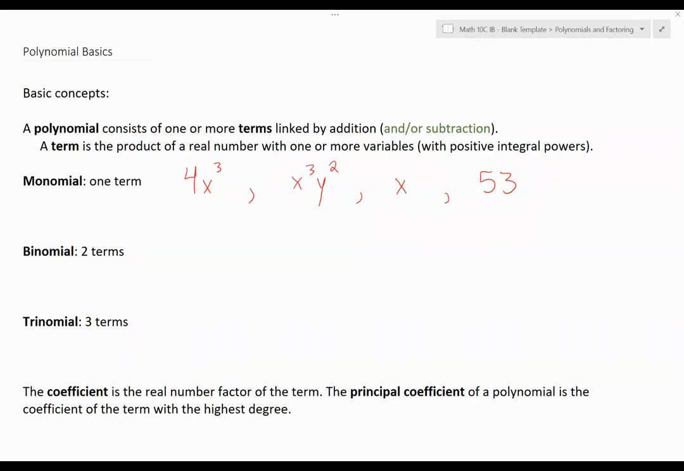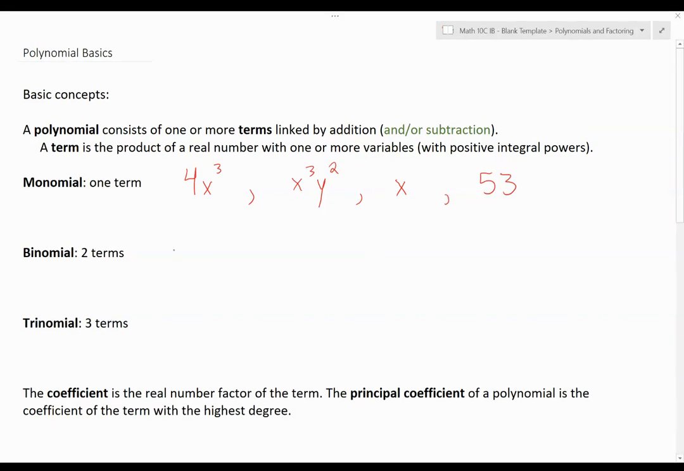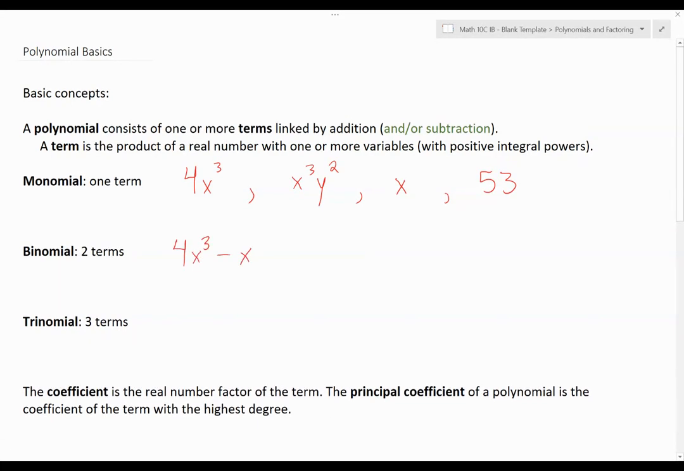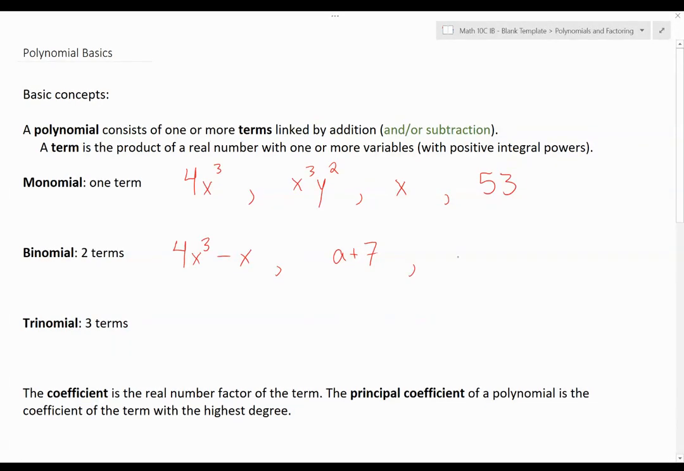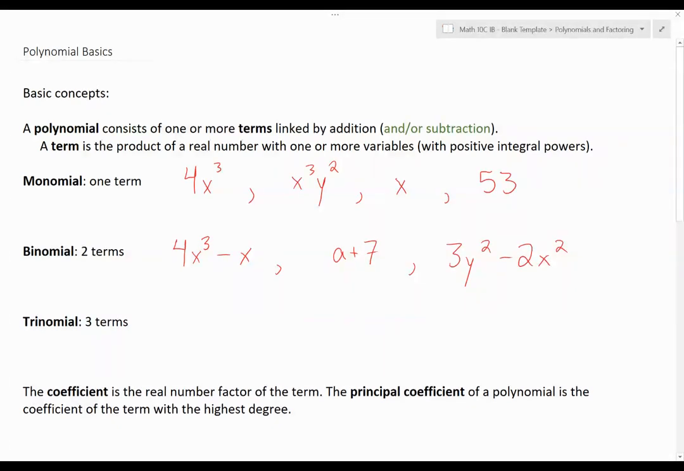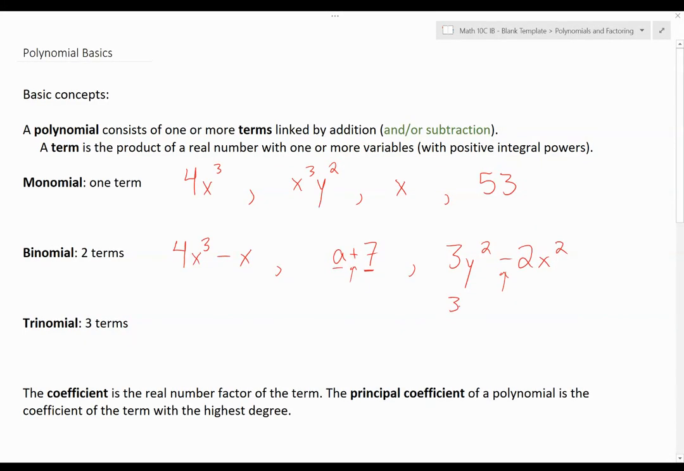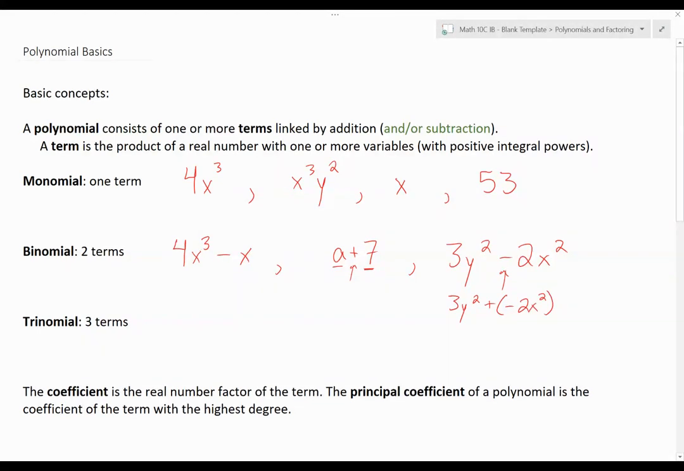A binomial would then have 2 of these terms. So let's say, for example, 4x cubed minus x. That would be a binomial. Or we could have something like just a plus 7. Or we could have 3y squared minus 2x squared. These would all be considered binomials, where the individual terms are linked by an addition or by a subtraction. I could consider this last one, where I've got subtraction, to be the addition of 3y squared plus negative 2x squared. That's why it counts under this definition.